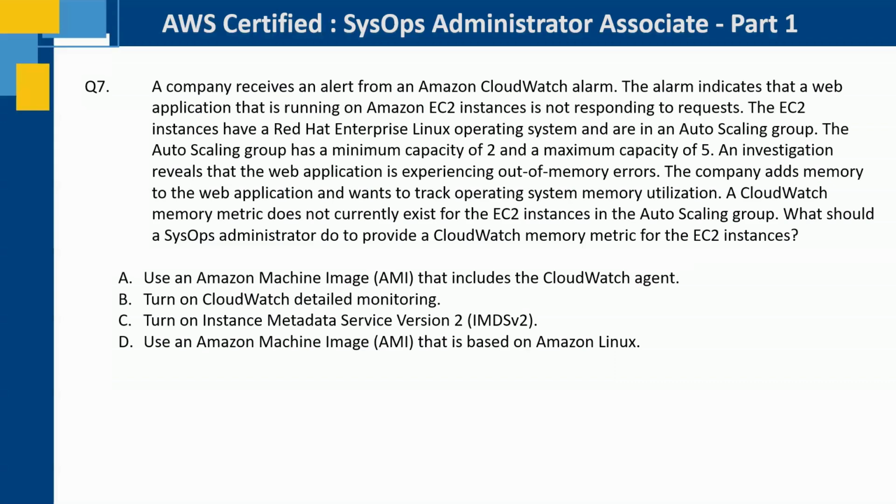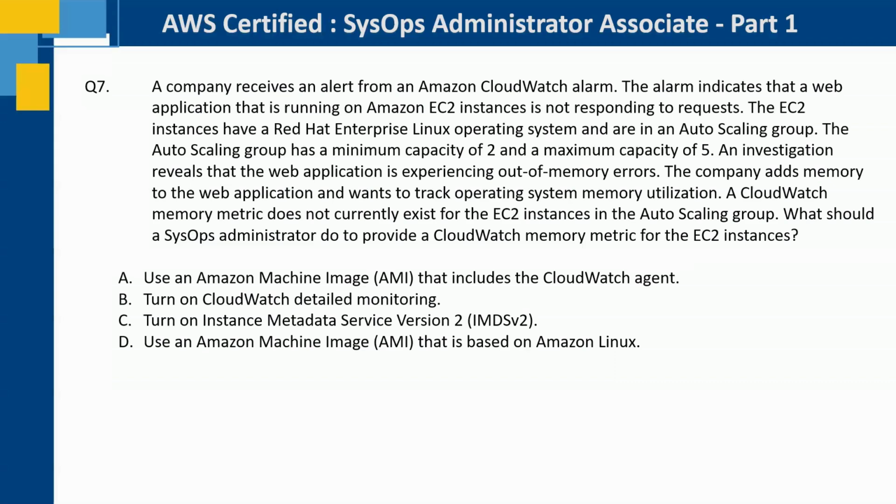Now folks, by default, Amazon CloudWatch does not collect memory utilization metrics from EC2 instances. To monitor memory and other OS-level metrics like disk usage, you must install and configure the CloudWatch agent on your EC2 instances.